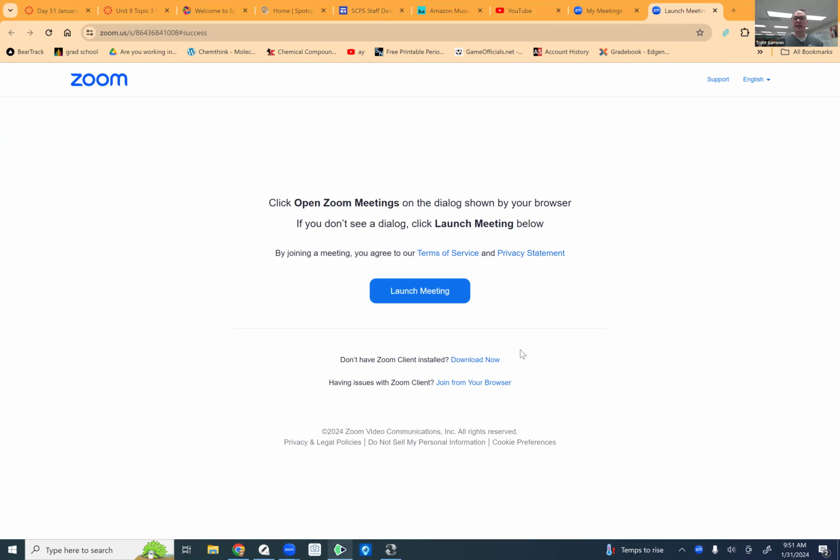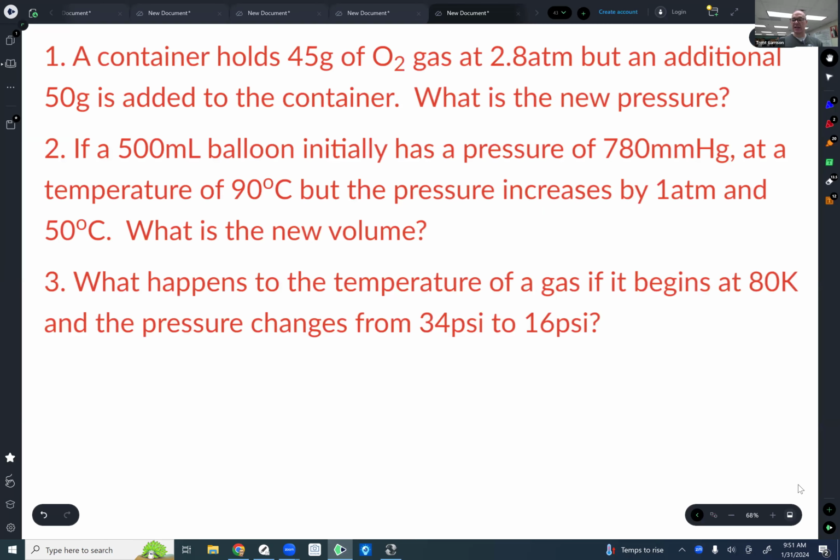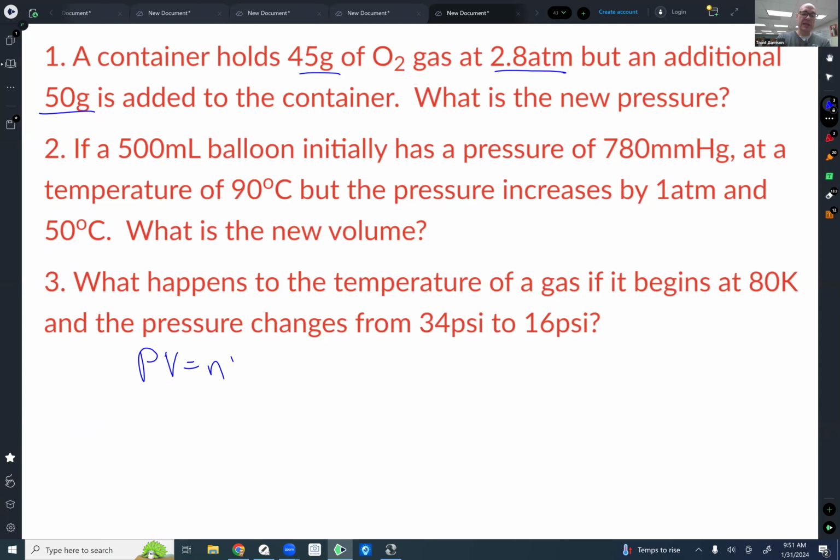Boom. Okay, so in this first problem, you are given the container holds 45 grams, 2.8 atmospheres, but an additional 50 grams. So right away, what I notice is that there are two conditions to start, but then there's a repeat of one of them. So that tells me right away I am not dealing with PV equals nRT. What I'm going to have to start to deal with is the other formula, which is the combined gas law. PV over T equals PV over T.